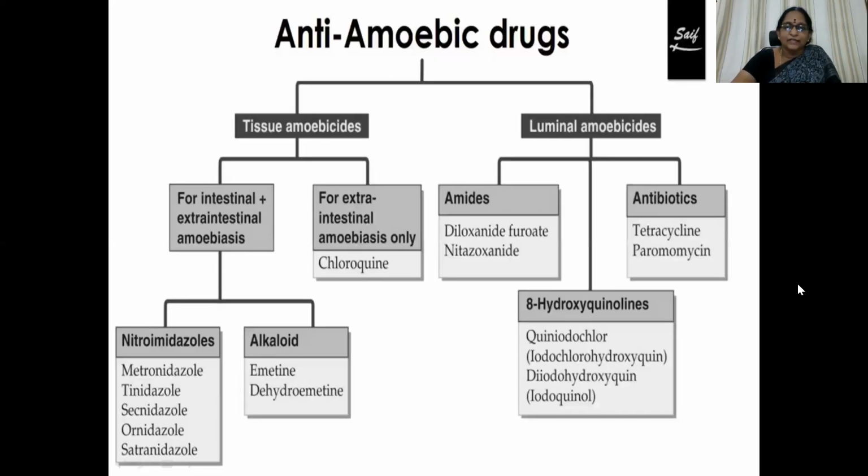Another classification, based on the site of action, broadly classifies them into luminal amoebicides and tissue amoebicides. Luminal amoebicides are again subdivided into three categories of drugs. Number one is amides, that is diloxanide furoate and nitazoxanide. Then antibiotics, tetracycline and paromomycin. Then 8-hydroxyquinolines, iodochlorhydroxyquin or iodoquinol.